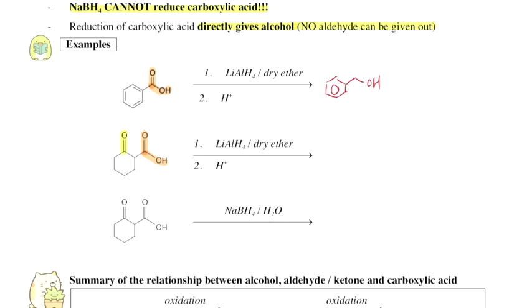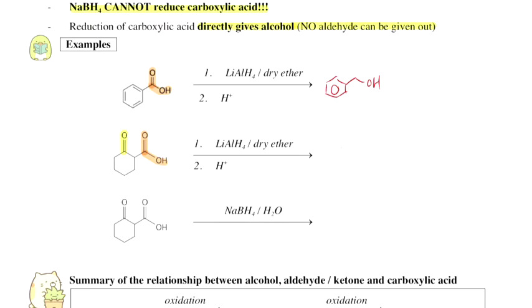Okay, so ketone can also be reduced. Ketone cannot be oxidized to carboxylic acid, but ketone can be reduced back to secondary alcohol. So when we treat this molecule with lithium aluminium hydride, both of these two parts I highlighted will undergo reduction reaction and give you a diol.